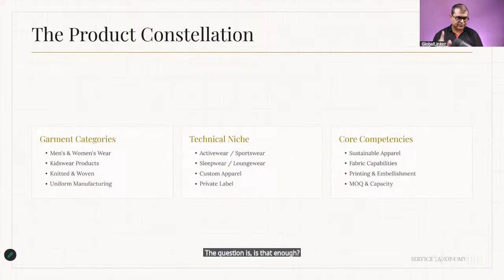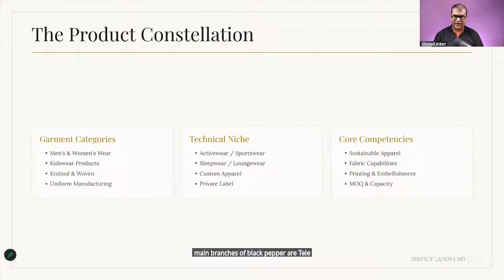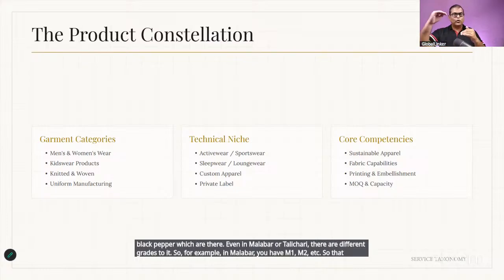No. Understand, black pepper has varieties. In India, there are two main branches of black pepper, Tellicherry and Malabar. So there are two types of black pepper. Even in Malabar or Tellicherry, there are different grades to it. So for example, in Malabar, you have M1, M2, etc. So that's where you have to go to that detail.